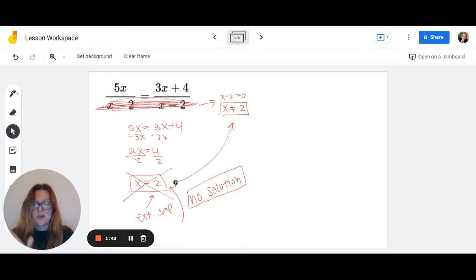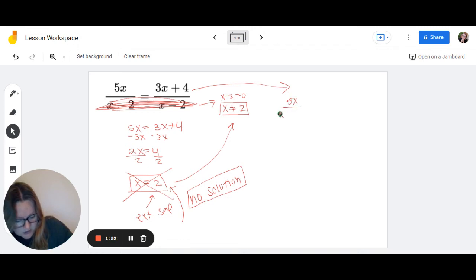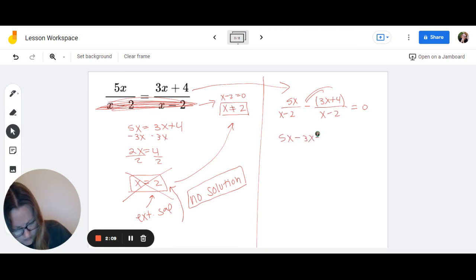If that makes sense, you can stop watching. If you want to solve it the other way, you would have 5x over x minus 2, and you would be subtracting the quantity 3x plus 4. Oops, let's rewrite that: 3x plus 4, all over x minus 2, and set that equal to 0. Distribute your negative sign, so 5x minus 3x minus 4 all over x minus 2 is equal to 0. Again, setting our restrictions, x cannot equal 2 here.